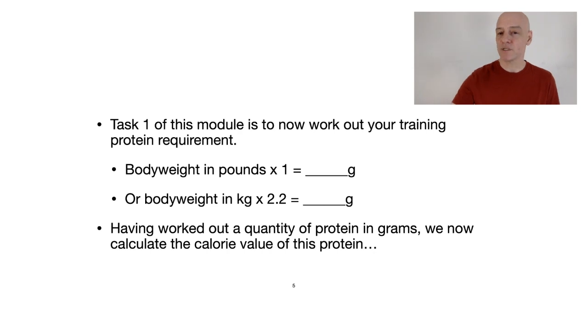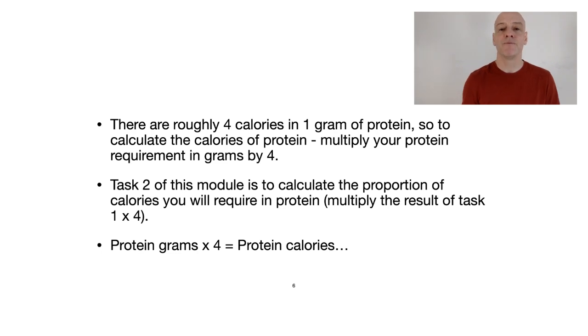Having worked out the quantity of protein in grams, we now calculate the calorie value of this protein. There are roughly 4 calories in 1 gram of protein. So to calculate the calories of protein, you multiply your protein requirements in grams by 4. Task 2 is to calculate the proportion of calories you require in protein, and that means you simply multiply the result of that last task 1 by 4.